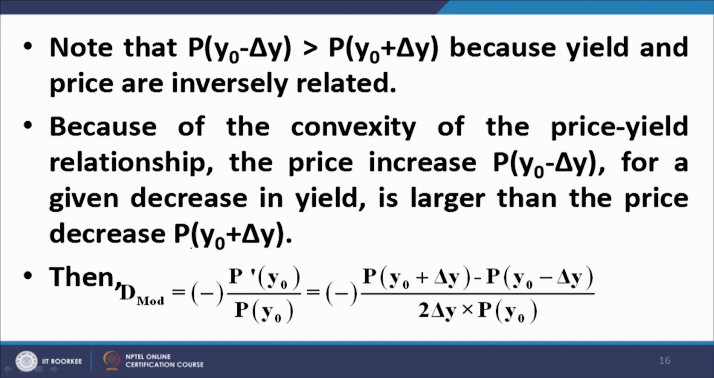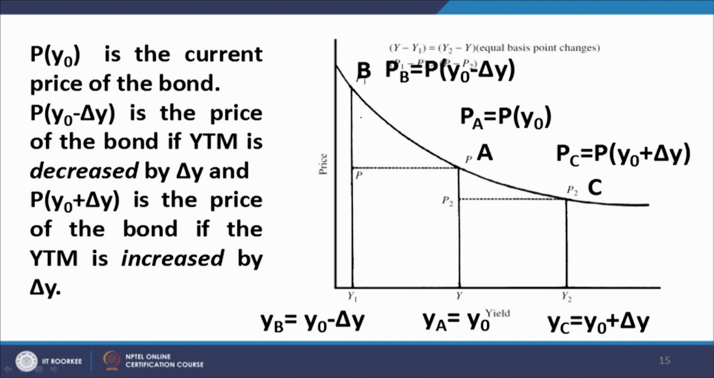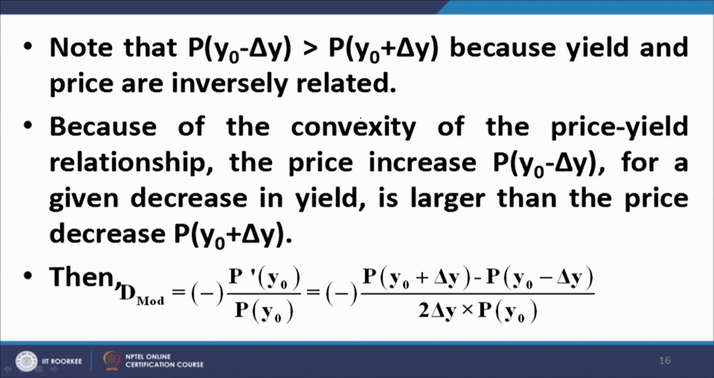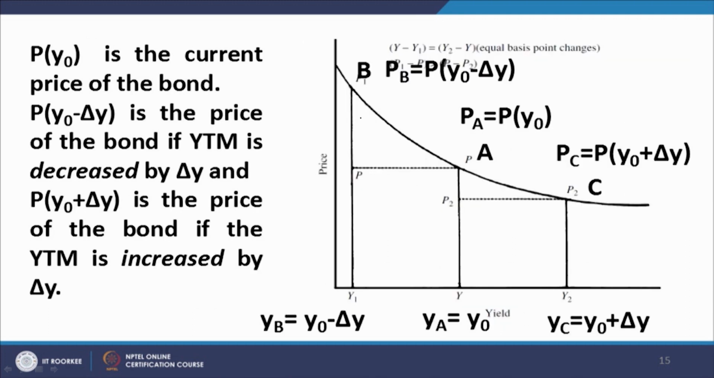Now, because of the inverse relationship between y, that is the YTM of the bond, and the price, we have P of y 0 minus delta y greater than P of y 0. You can see here the slope is negative, and you can see here that P b is greater than P c. Because of the convexity of the price yield curve, the price increase to P of y 0 minus delta y for a given decrease in yield is larger than the price decrease to P of y 0 plus delta y corresponding to an increase in yield by delta y. Again you can see this in the slide.